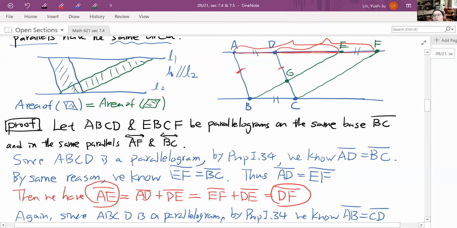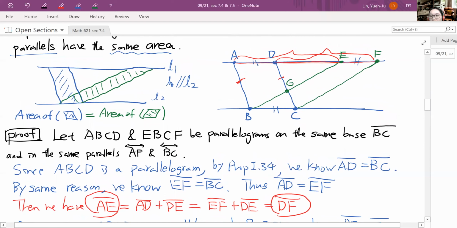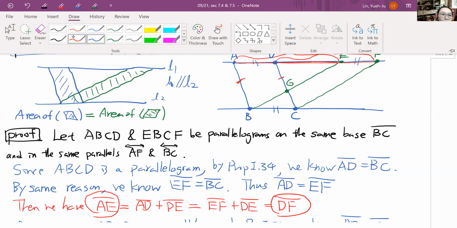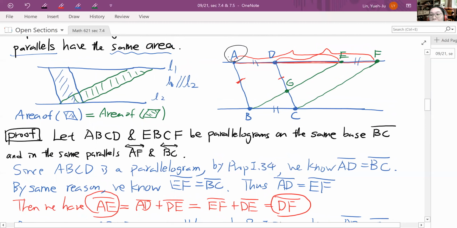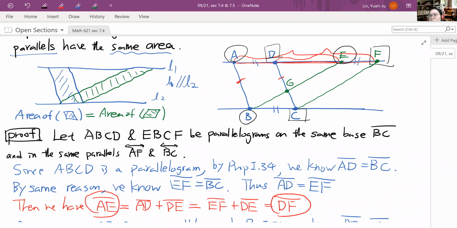Now you might wonder, what two triangles am I actually comparing? If you look at the picture, I'm going to compare triangle ABE and triangle DCF. You can see that I already proved AE equals DF, and I also just proved AB equals CD. So I have two pairs of equal sides. The only thing I'm missing is a pair of equal angles, so I need to get that.